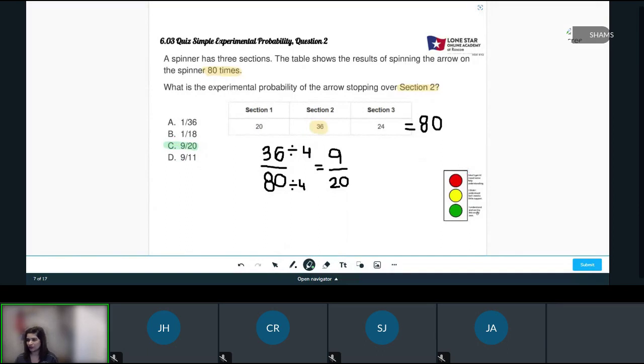And what does the word probability mean? The word probability means the likelihood, the chance of something happening. So in this case, I will say the chance of the spinner stopping on section 2 is 9 over 20. And so it is less than a 50-50 chance.